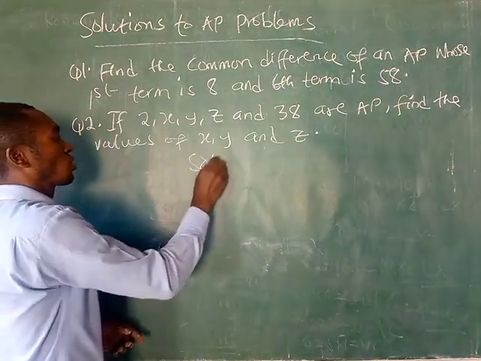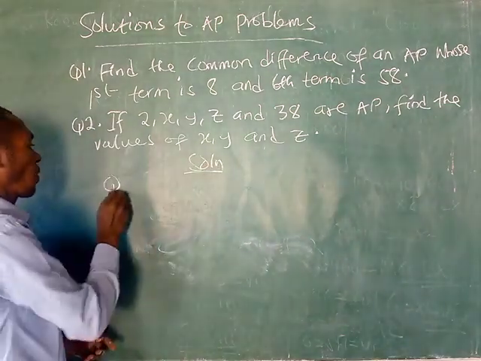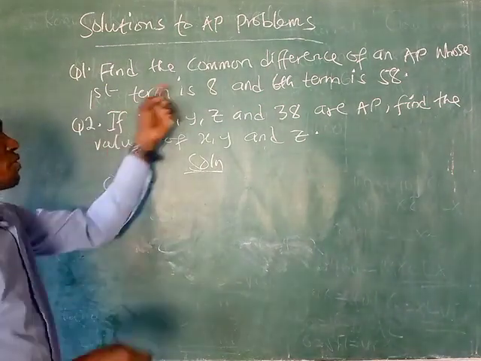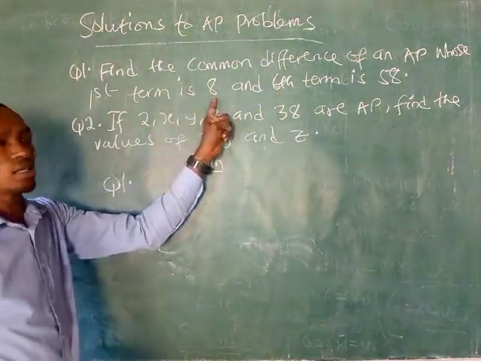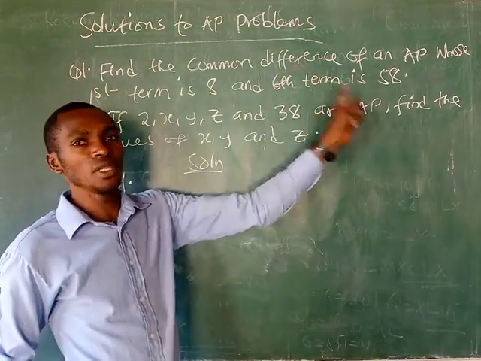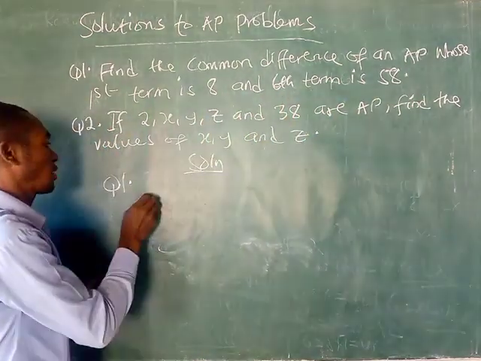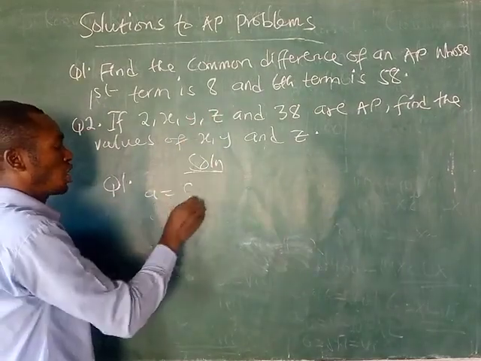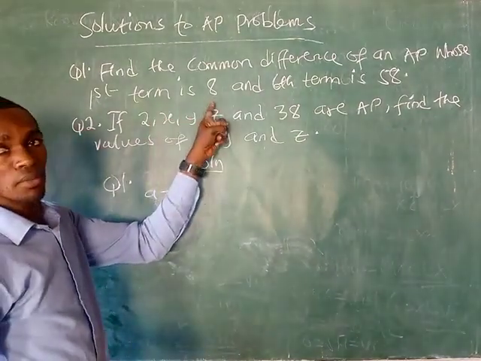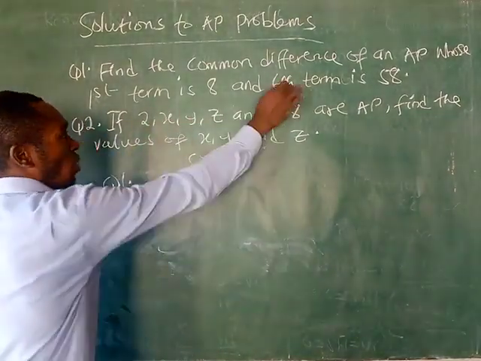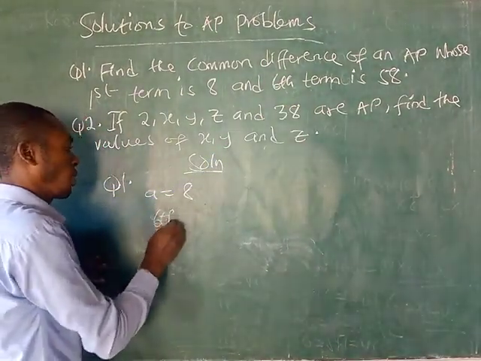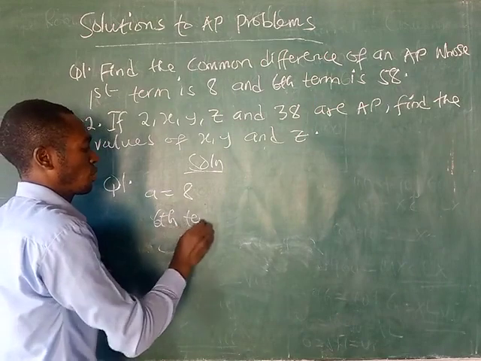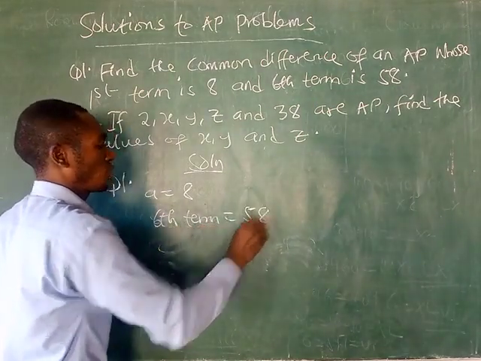Now let's look at the first question, question 1. We have, find the common difference of an AP whose first term is 8 and sixth term is 58. Meaning that A is equal to 8, which is our first term, as I earlier said. And then we're asked to look for the sixth term. Now, the sixth term is equal to 58.